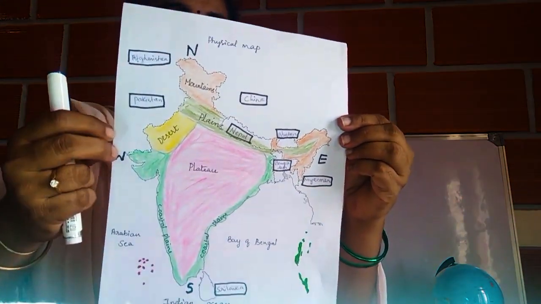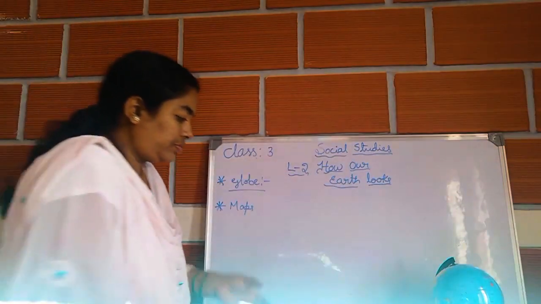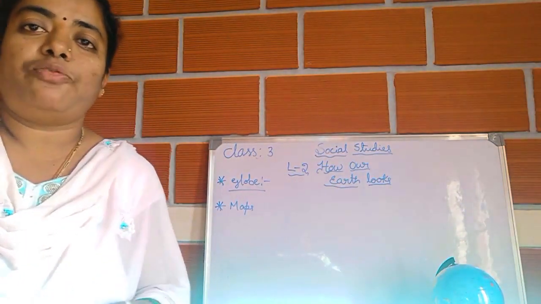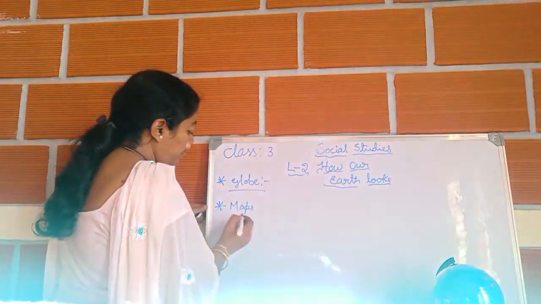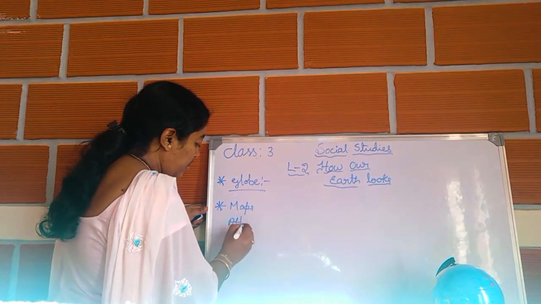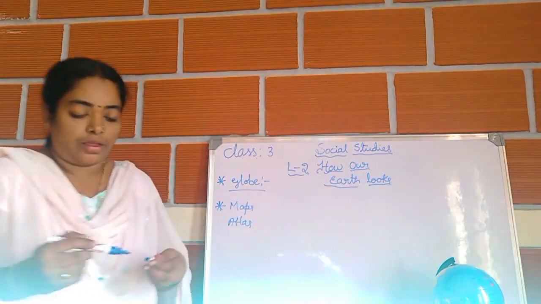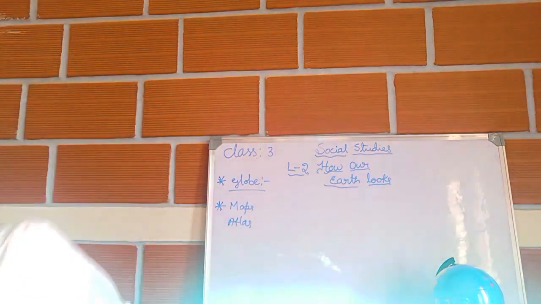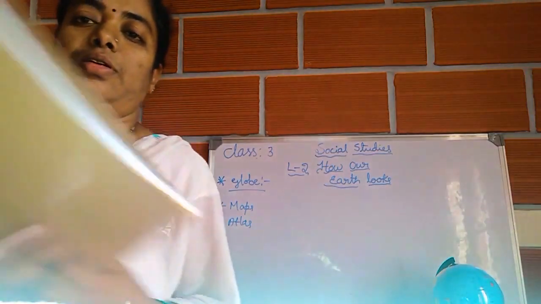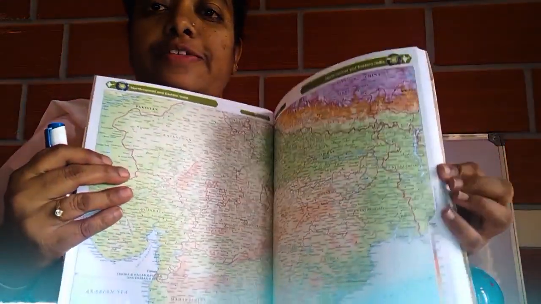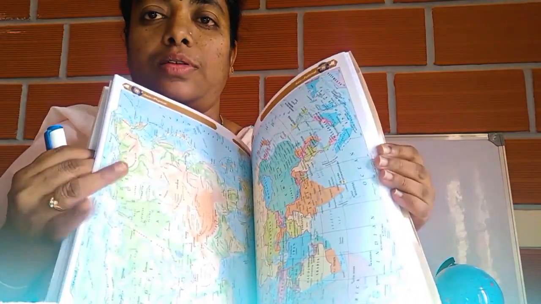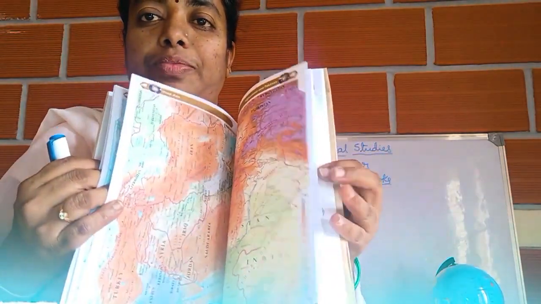Here we have a book of maps called an Atlas. What is meant by Atlas? Yes, Atlas refers to a book of maps. Hope you can see this. This is an atlas, and this book contains various types of maps.